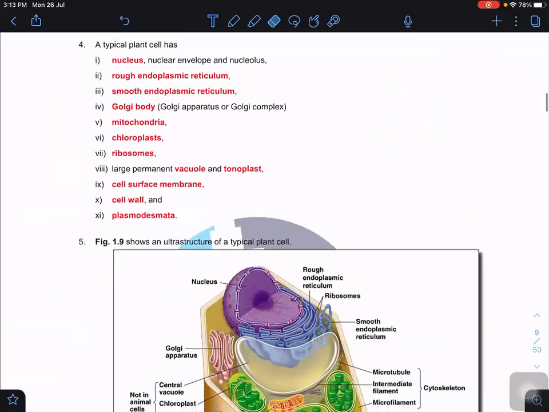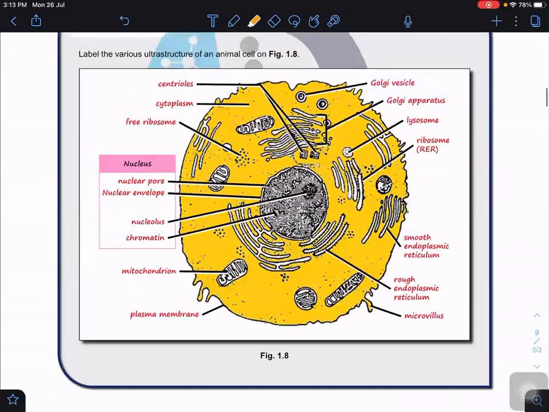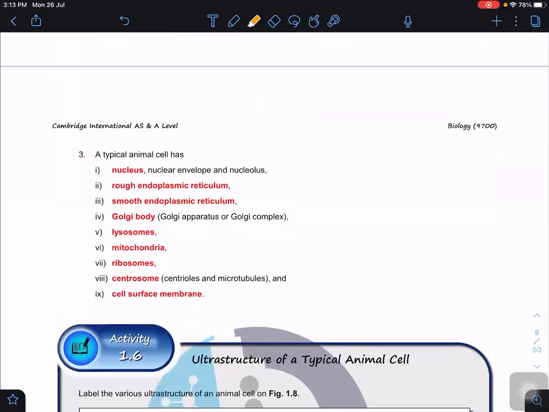So for a typical plant cell, on top of some of the structures, you can see that plant cells will have chloroplasts, special for the plant cell. They have the vacuole and the tonoplast, the cell wall and plasmodesmata. Those are the structures special for the plant cells. So what are the structures that are special for the animal cells? I'll come back to this.